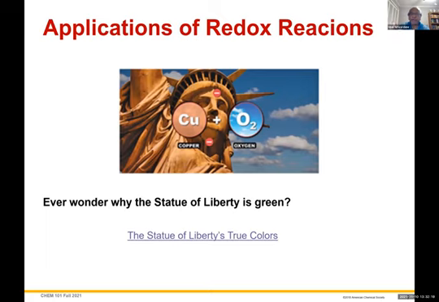For example, Statue of Liberty turns green because copper with oxygen in the air produce copper oxide. Normally, unless we make an electrochemical cell or galvanic cell, the electrons cannot be used. They are transferred directly.